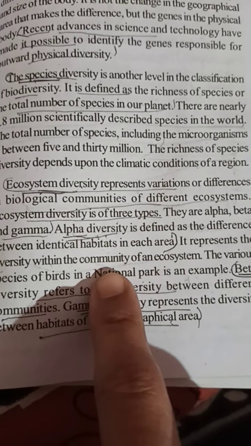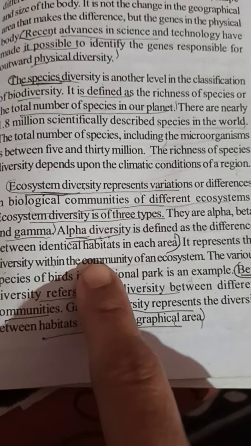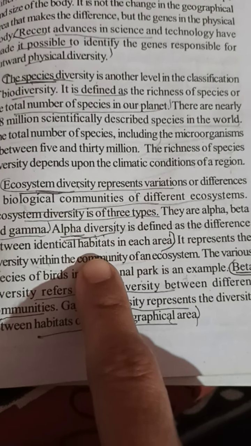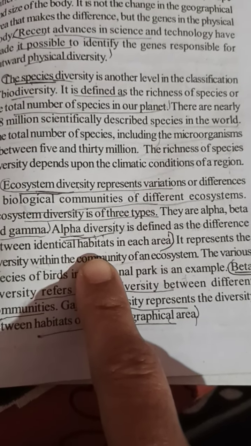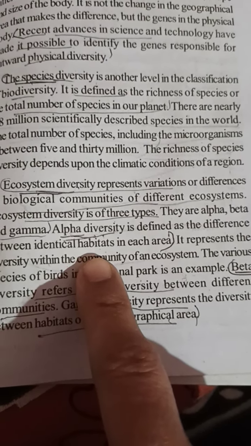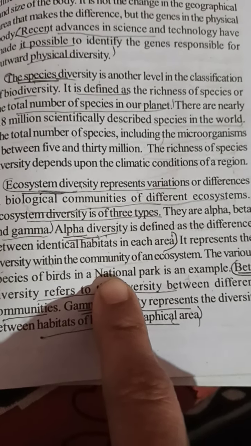Ecosystem diversity is of three types. Ecosystem diversity can again be classified into three types: alpha, beta, and gamma. There are alpha diversity, beta diversity, and gamma diversity.